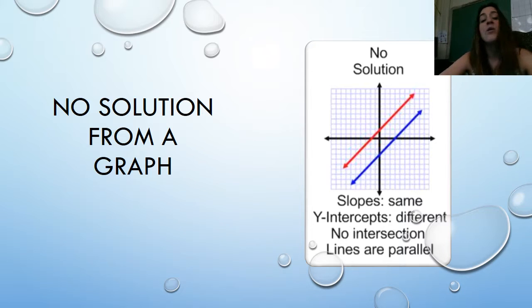Oh, this time now, we're going to have no solution. And what this means is I have 2 parallel lines, and they never intersect. So it's impossible, meaning I have no solution.